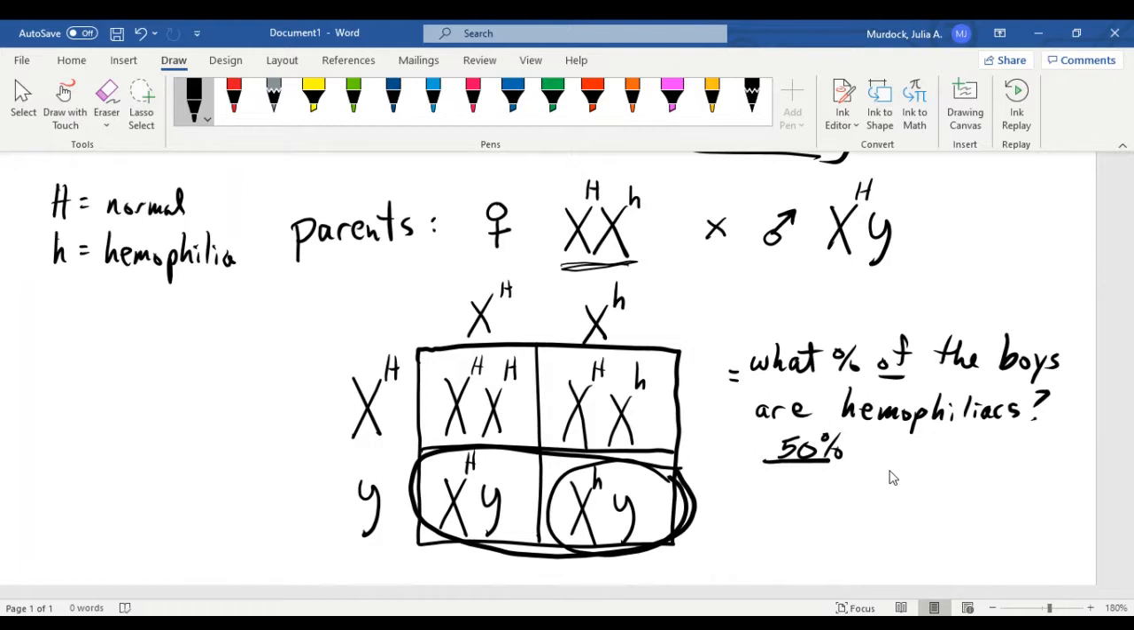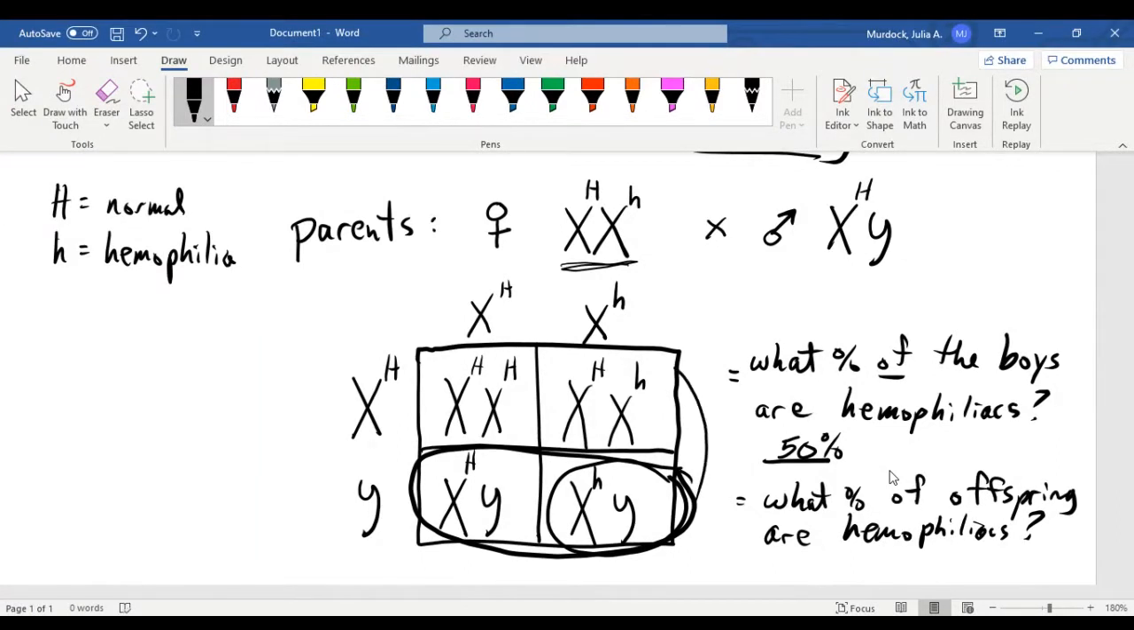So just be really careful, because when they ask those questions, sometimes the language, you have to be very careful what they're saying. Now, on the other hand, if they said, what percent of the offspring are hemophiliacs? Then, right, then you would say 25%, because if this is all the offspring, then that represents 25%. So just be careful of that, okay? Because sometimes they ask, and not just with sex-linked, but they'll do that a lot of times. Okay, so that is what I wanted to tell you about sex linkage.